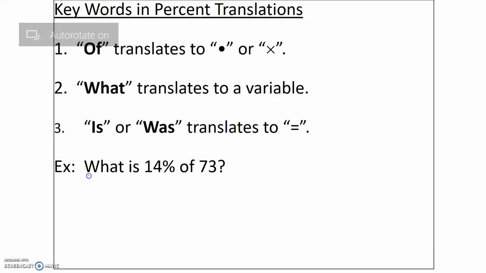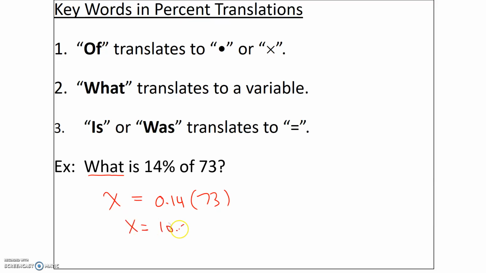Now let's take each individual word and translate it to a mathematical symbol. So the word what will translate to x, or you could use any variable. The word is translates to equal to. 14% in decimal form is 0.14. The word of is multiplication, and 73. So x equals 0.14 times 73. Now on a calculator, if we multiply 0.14 times 73, our answer is going to be x equals 10.22.